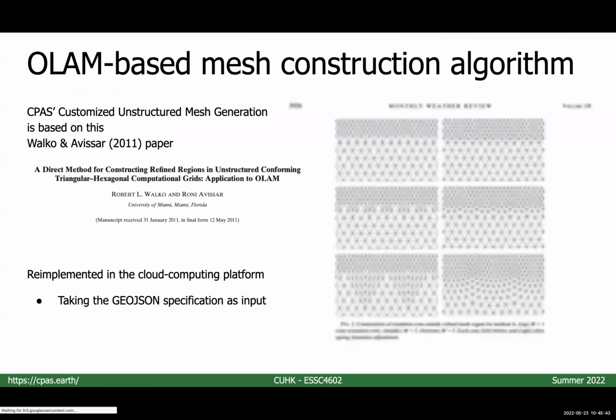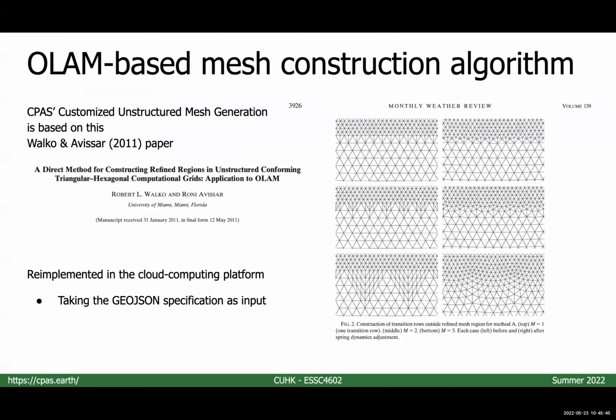Suppose we have done the lab. And then what was implemented in the CPAS cloud service was based on an algorithm that constructs mesh. This is the original paper. And basically the key thing to handle is the mesh refinement part.